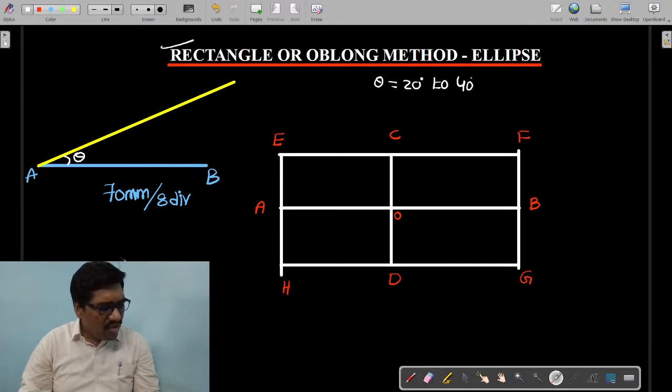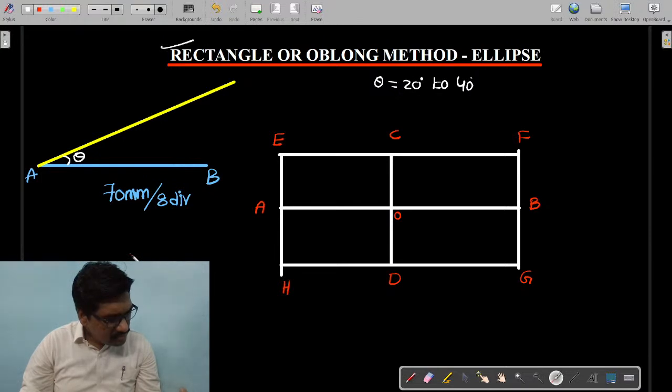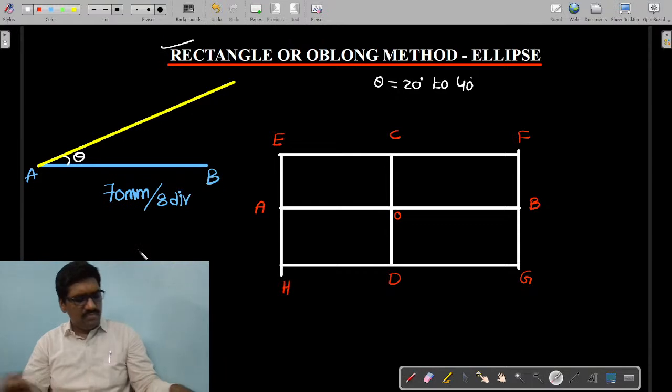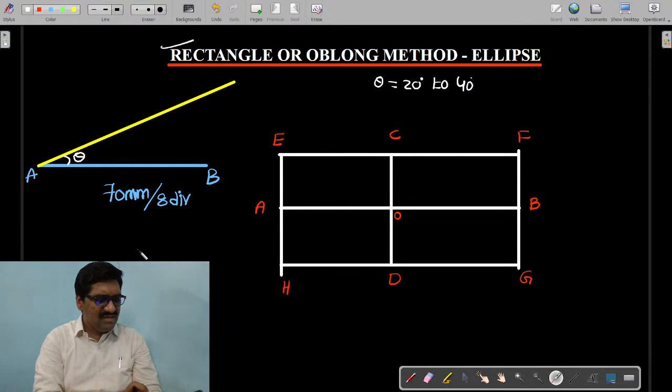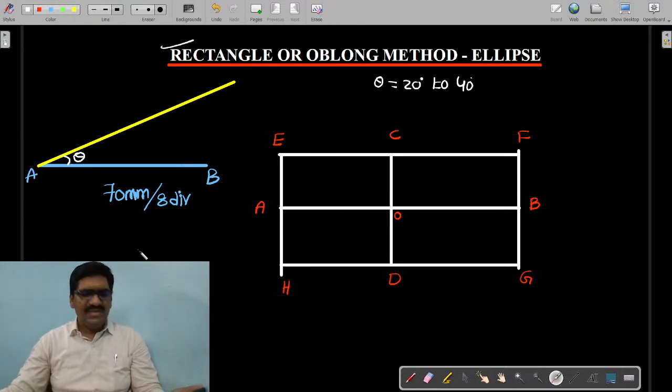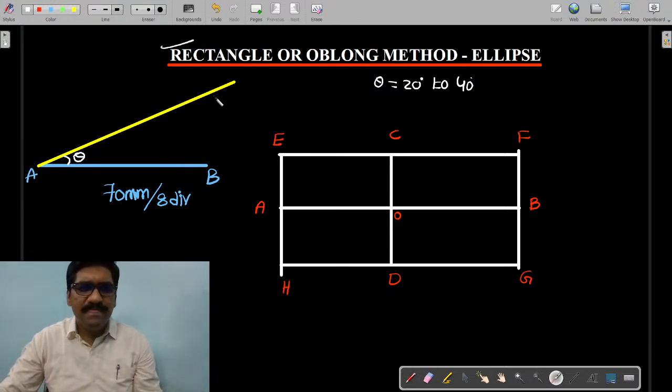So please try to concentrate on engineering drawing, all of you. If you do that, definitely you can score full marks in the semester examination. That is the case. Now, let us see how to divide.